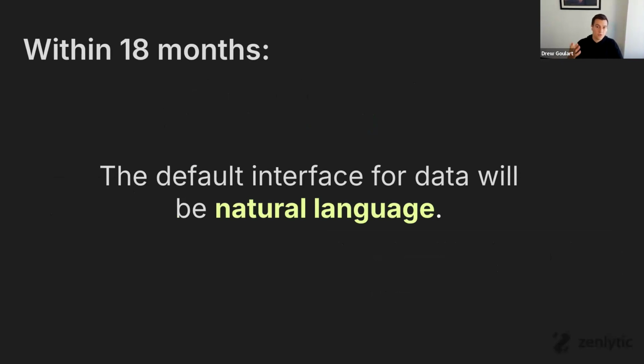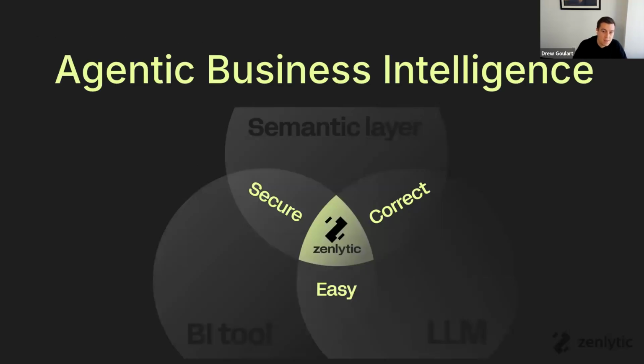And with large language models, this is now definitely possible, right? I don't even think that this is that provocative of a statement to say that the default interface for data will be natural language. And that's what we're enabling with our solution. With agentic business intelligence, you have a solution where you are interoperating the standard BI experience with a semantic model and a large language model to make BI secure, correct, but also easy, like everyone expects it to be in 20 or almost 2025.